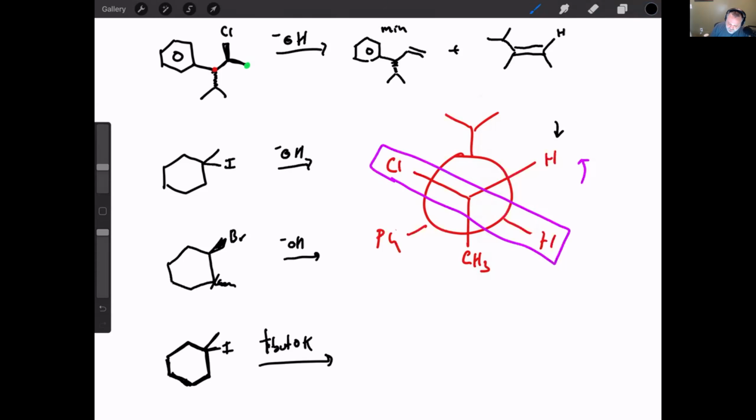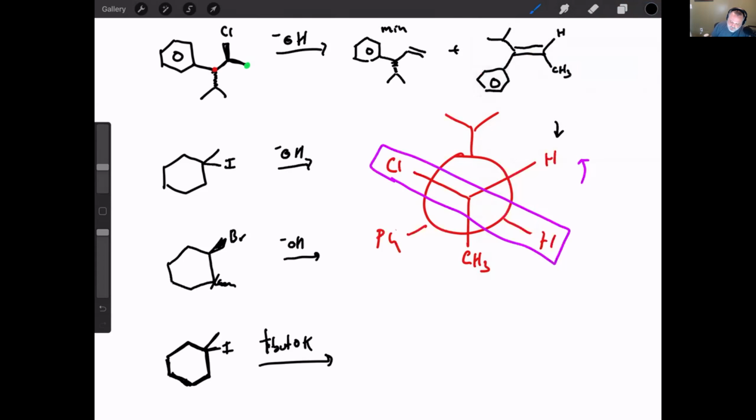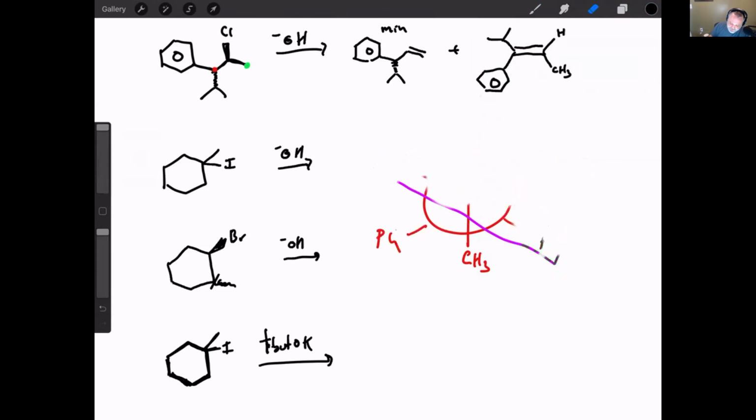Then with the hydrogen, I'm going to have the CH3, and with the CH3, I'm going to have the benzene group. And so this gets me the correct configuration of the major product that's formed. And so this one is major. Any questions about that?